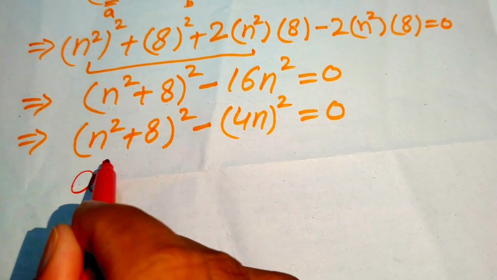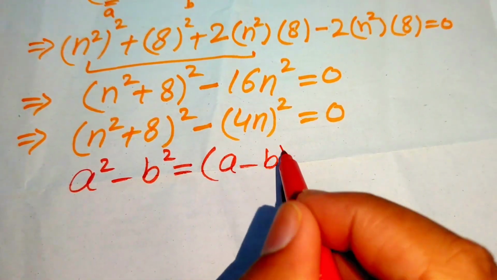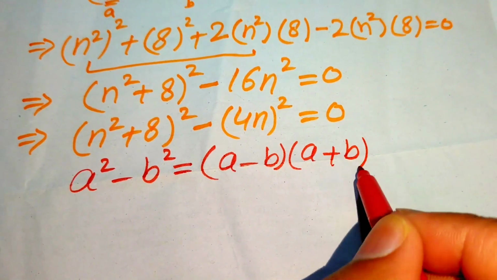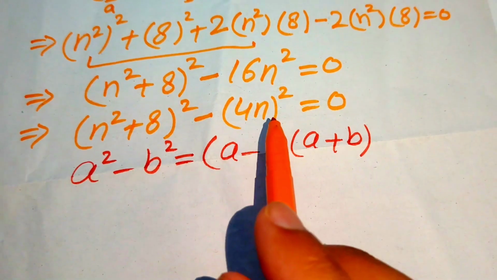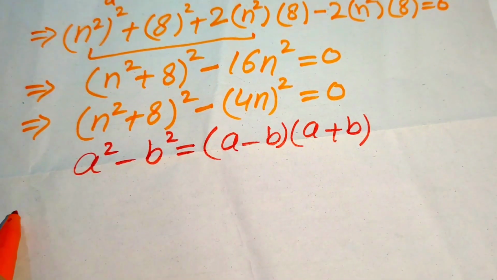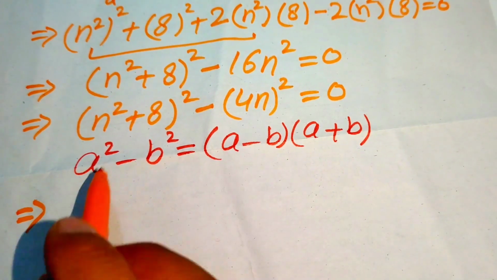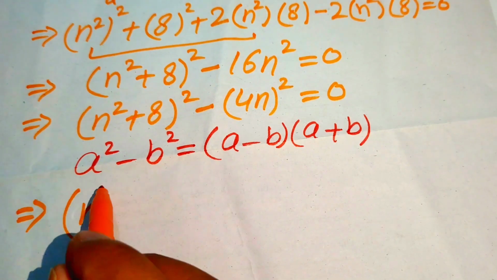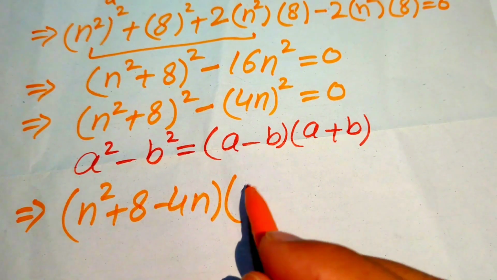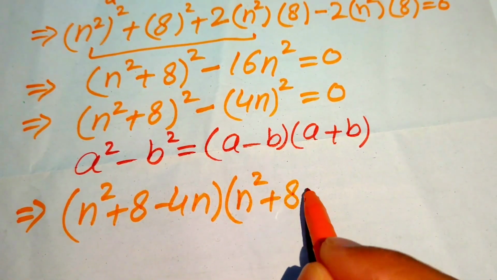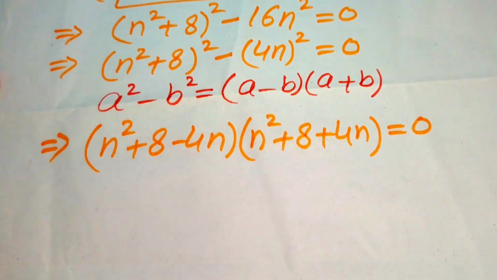So you know that if we have a square minus b square, it is equals to a minus b times of a plus b. So we use here this nice formula in the left hand side, and we rewrite its left hand side after using this formula as, so our a is n square plus 8 and b is 4n. So we apply this formula as n square plus 8 minus 4n, and the other factor is n square plus 8 plus 4n, and this whole equation equals to 0.